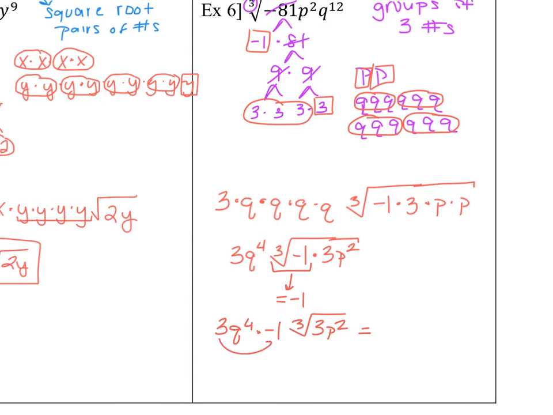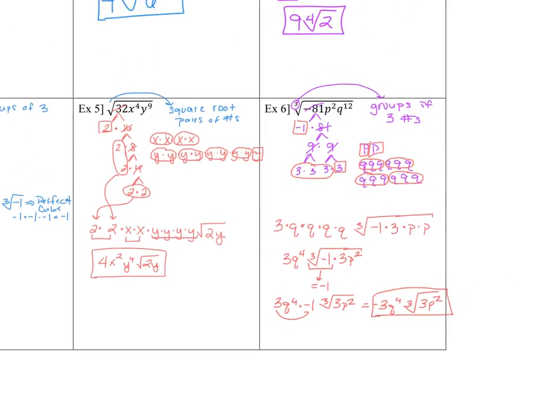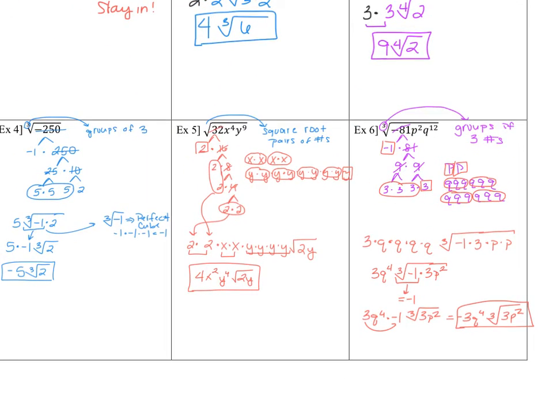Clean this guy up. Well, 3 times negative 1 makes negative 3q to the 4th times the cube root of 3p squared. This is your final answer here. So when you have a negative under a cube root, remember that comes out because the negative is a perfect cube. Okay?